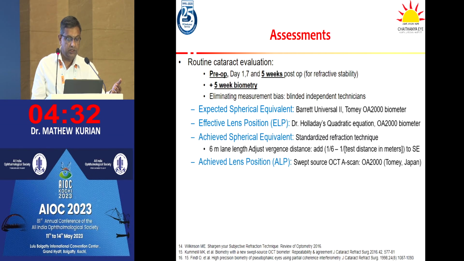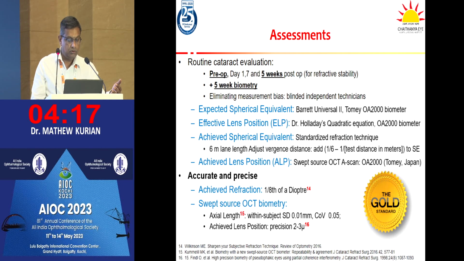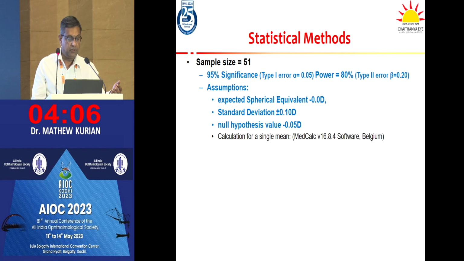Achieved spherical equivalent was done in a 6-meter lane with the standardized versions. Achieved ALP, the achieved lens position, was done on the OCTA scan, which is the OA2 2000. So refraction, when it is done properly, gives an error of 1/8 of a diopter, and swept source biometry is extremely accurate and is probably clinically insignificant.